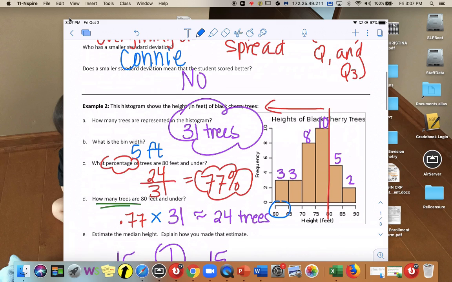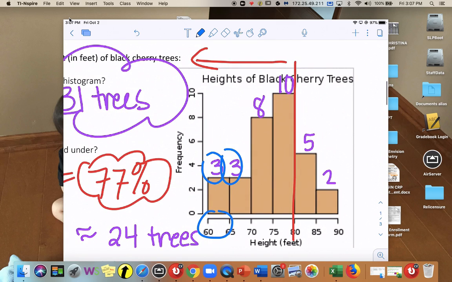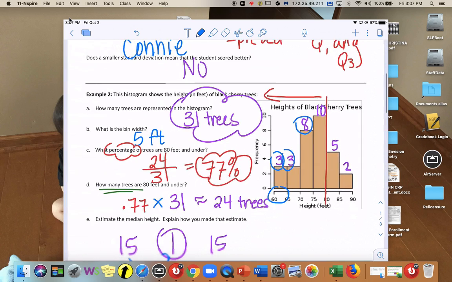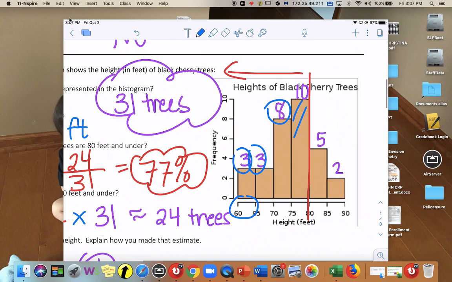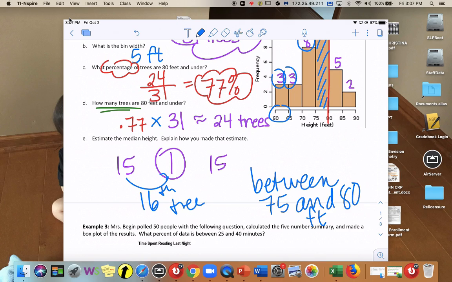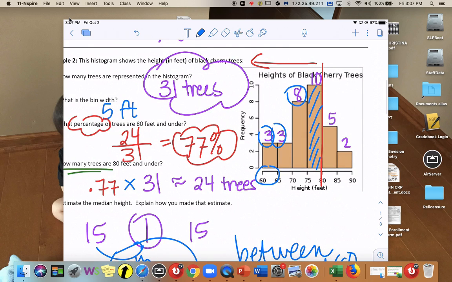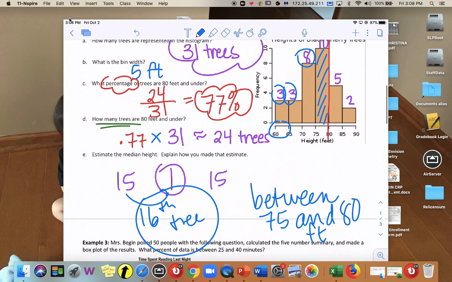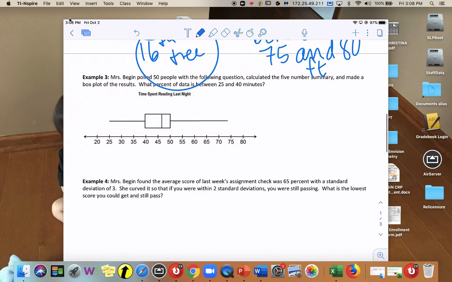So we're just going to count. All right, so I'm going to start here. 3 plus 3 is 6. 6 plus 8 is 14. And I'm looking for the 16th tree. Oh, that's going to be in this bin right here. So we don't know the exact height. We know it's between 75 and 80 feet. We can figure out what bin it is. It's the 16th tree. So we count up until we get the 16th tree in that bin. So we know it's between 75 and 80 feet. So there's the median.